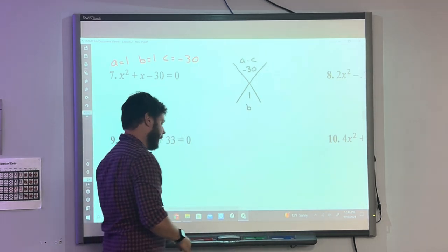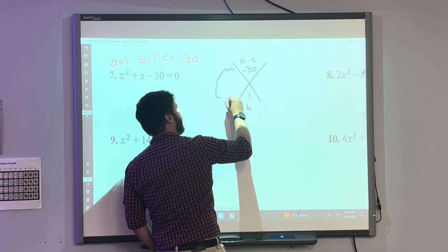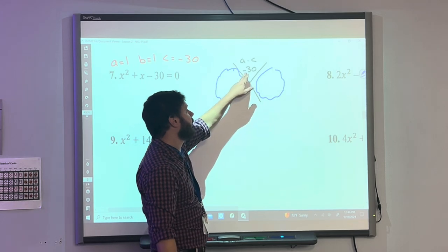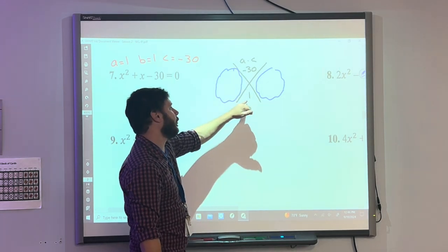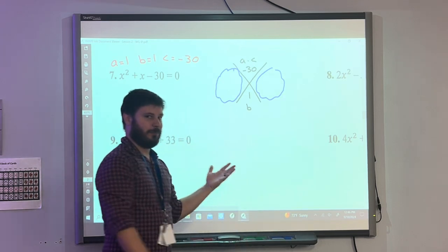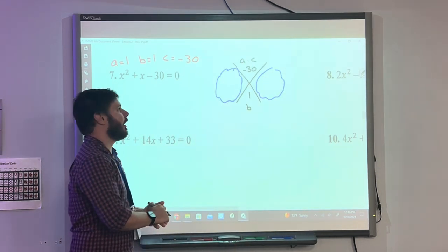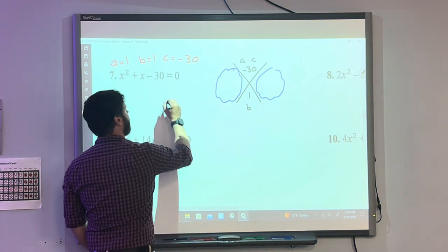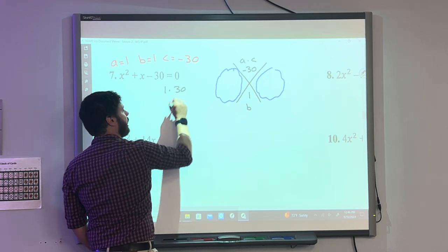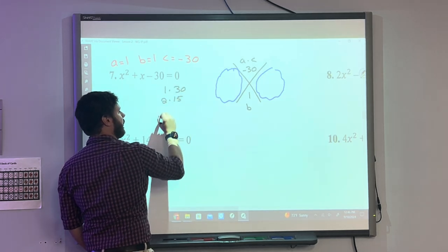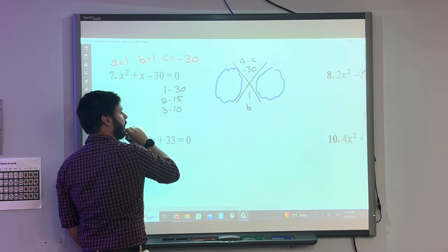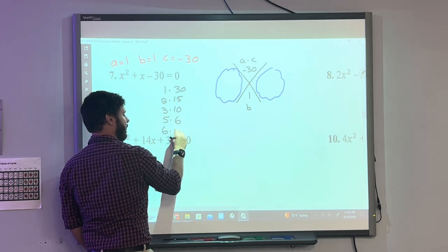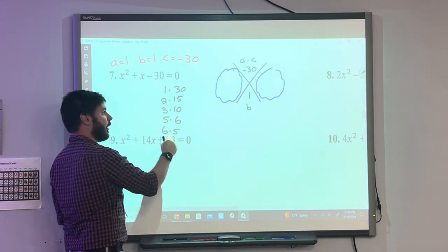So here's the tricky part. I want 2 numbers and they have to be the same 2 numbers. I want 2 numbers that multiply to make negative 30, but will add to make 1. And if we don't know that immediately, which I would expect most of you wouldn't, we need to just problem solve it. How do I multiply to make 30 happen? Well, let's list all of the ways. 1 times 30, 2 times 15, 3 times 10, 4 times nothing, 5 times 6, 6 times 5. And once I start repeating numbers, I can quit.